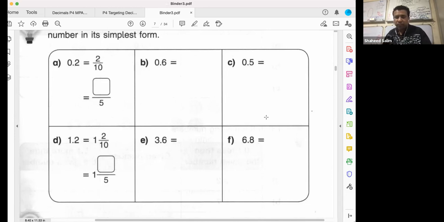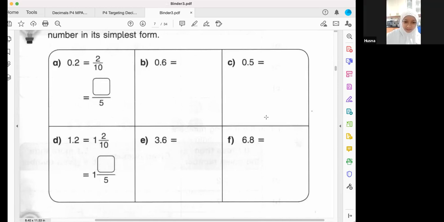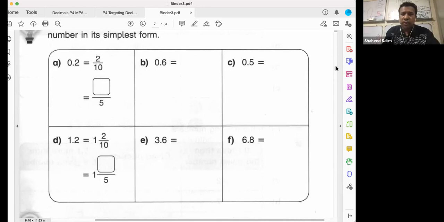Husna, Shafia, for which one? Number 1. Number 1, you reduce here. Okay, I just do the first one with you. Divide by 2. Divide by 2, you get 5, right? 5, correct. This one, 2 divide by 2, get 1. So your answer you can send me, you can put 1 over 5. The next one, you do lah.